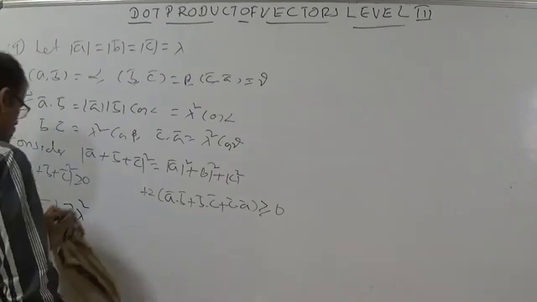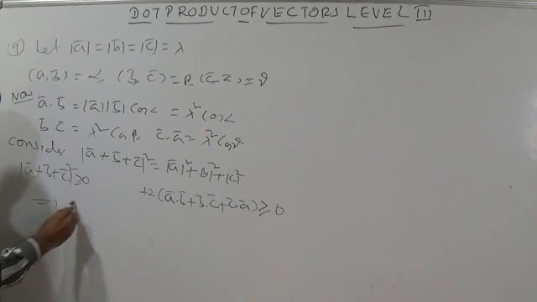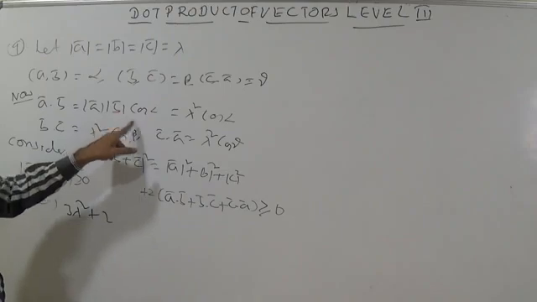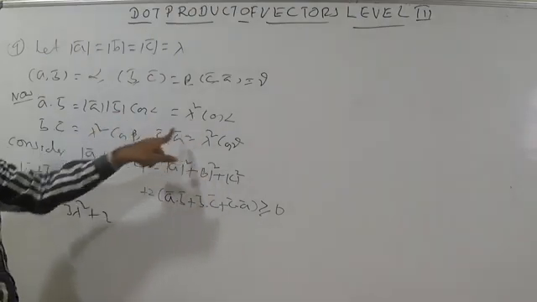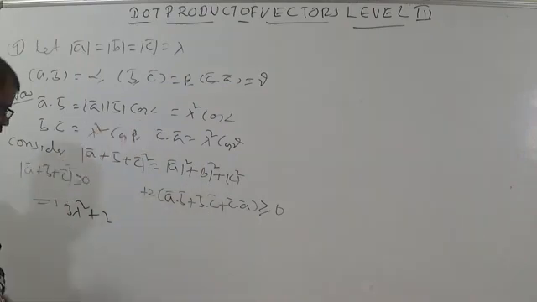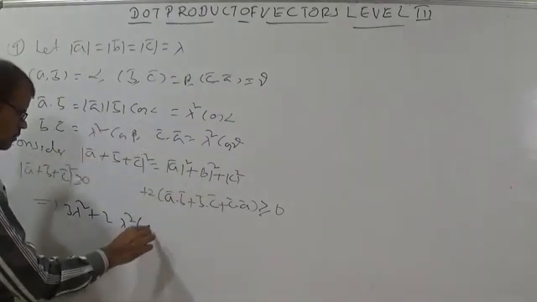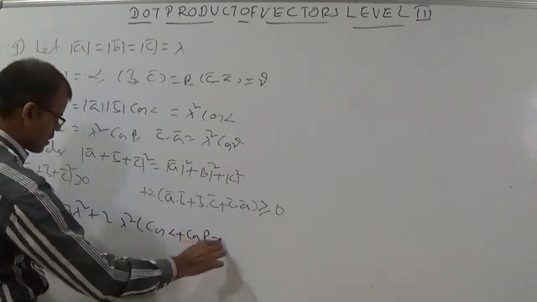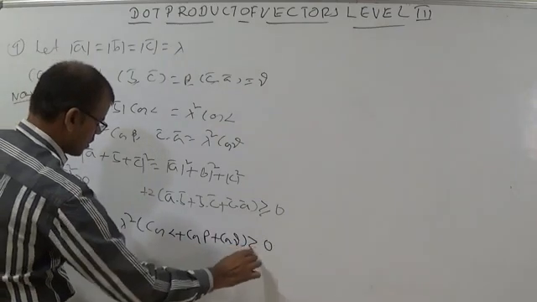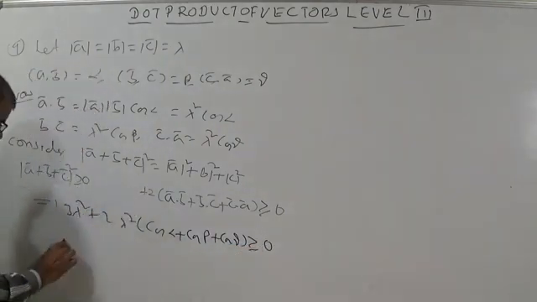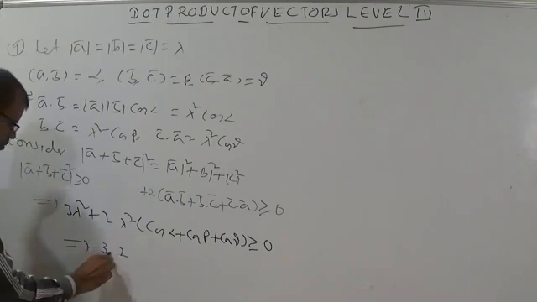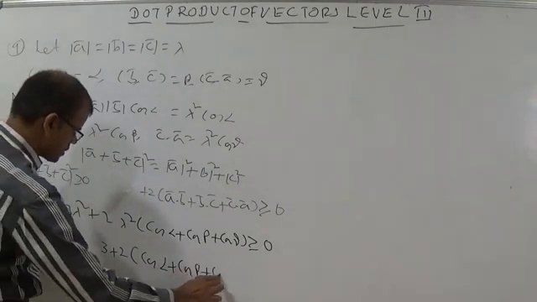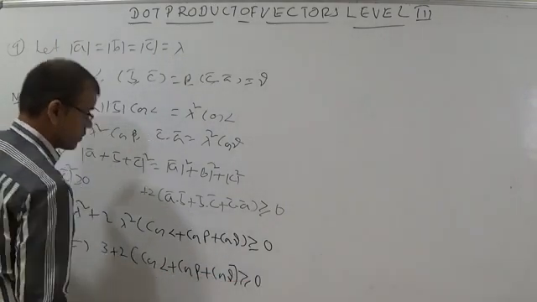3 lambda square plus 2 times A dot B, here I had written as lambda square cos alpha, and B dot C lambda square cos beta, and C dot A lambda square cos gamma. If we take lambda square common, you can write in the brackets 3 plus 2 times cos alpha plus cos beta plus cos gamma greater than or equal to 0, after dividing by lambda square.